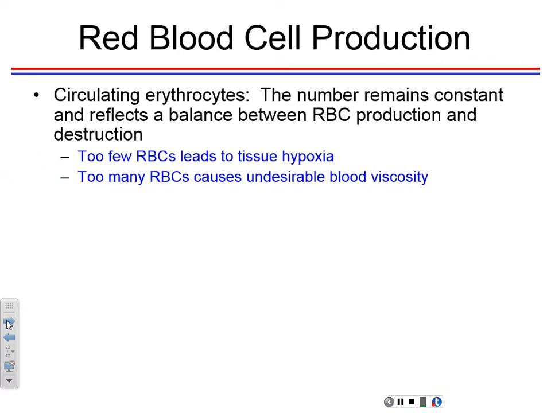If you have very few red blood cells, then you become anemic. You're not able to transport enough oxygen to your muscles. Hypoxia, which is low oxygen. And then too many red blood cells, again, we get into that undesirable viscosity.